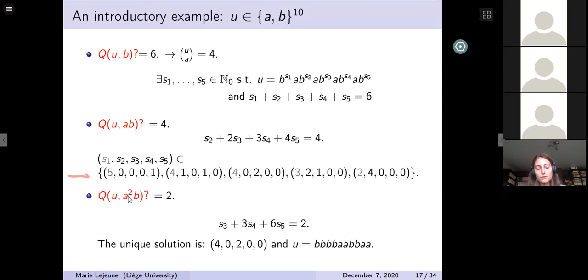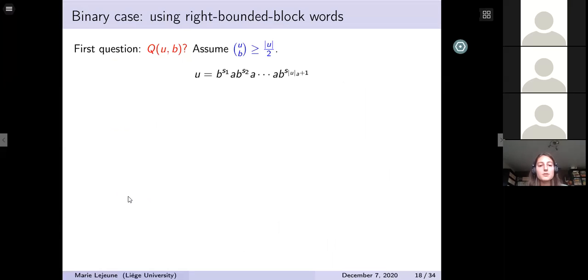I'm going to look at all these possible answers and only one is still valid. And thus I determine the word U uniquely. Okay, so this was an example. And in the general case, what happens? So first we ask for the number of B's or the number of A's to determine the one deck. And assume, as in our example, that there are more B's than A's.